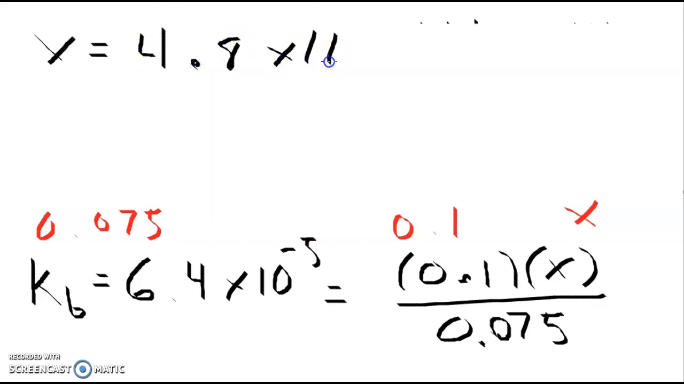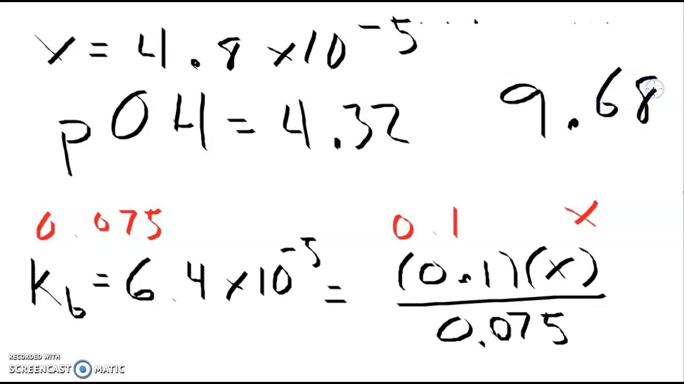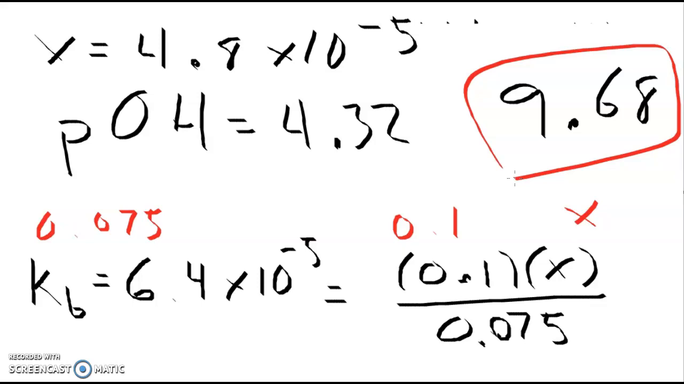Now x, because this was a base, is actually the hydroxide concentration. So if I take the negative log of 4.8 times 10 to the minus 5, I get the pOH. The pOH is 4.32. If I subtract that from 14, I get the pH, and the pH is 9.68. And that's the answer. So in all these problems, you're trying to get the pH. Cool. Hopefully this will help you a smidge.